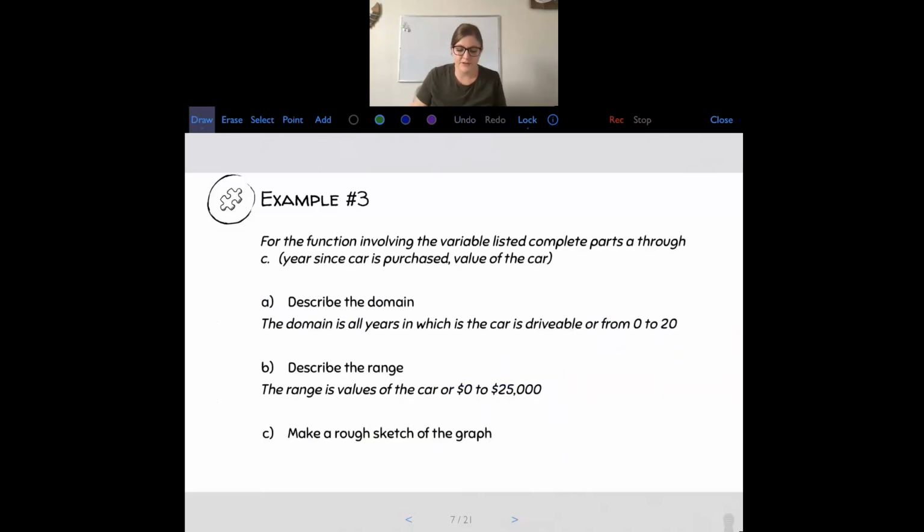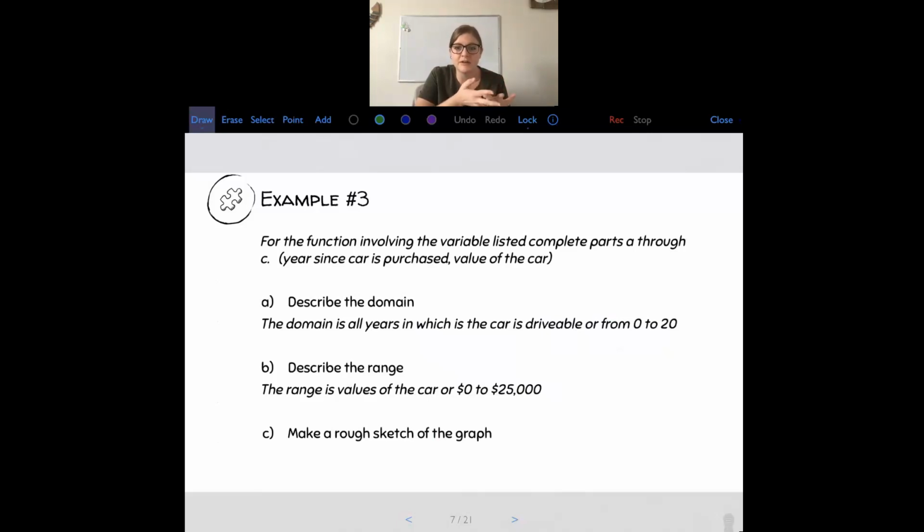Number 3, for the function involving the variables listed, complete parts A through C. Years since car is purchased, value of the car. So the domain. In the homework in MyMathLab, you're given a scenario where you have to use your intuition or reasoning. What I've put on here is just some realistic values, or one scenario of realistic values. But when you're looking at this in the homework, make sure that you are thinking about the numbers and the units given.